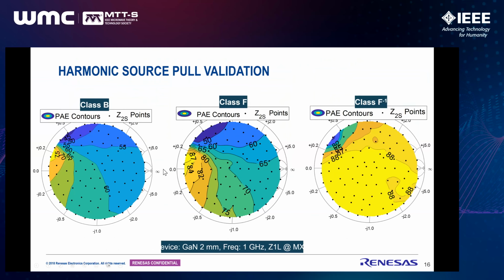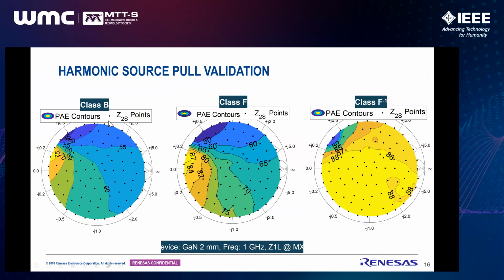So now, instead of sweeping the second harmonic source around the Smith chart, at the edge of the Smith chart, we can actually do a second harmonic source pull on a full Smith chart just to see what happens and have a nice demonstration of how different classes of operation actually behave with input source pull or second harmonic source pull.